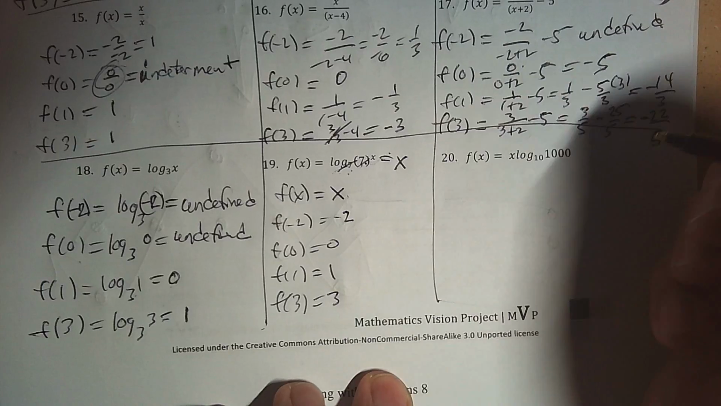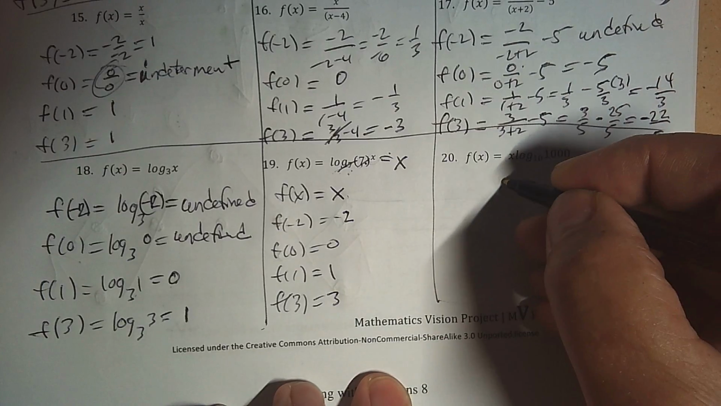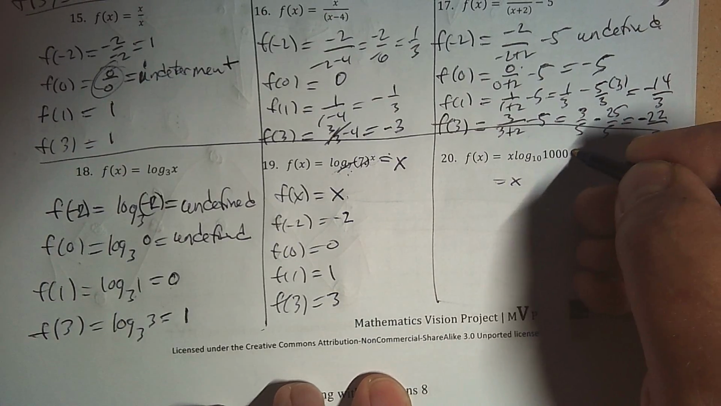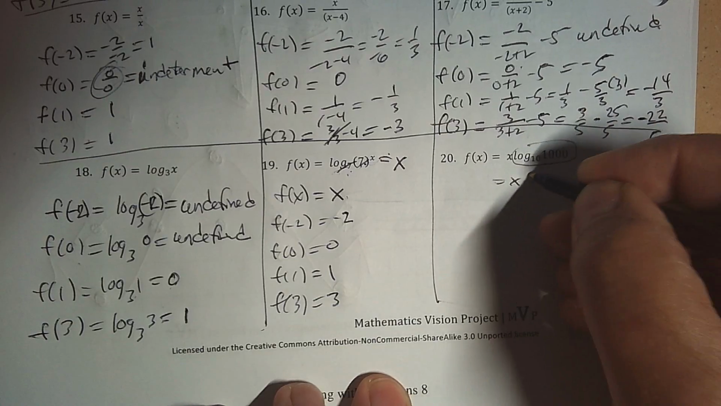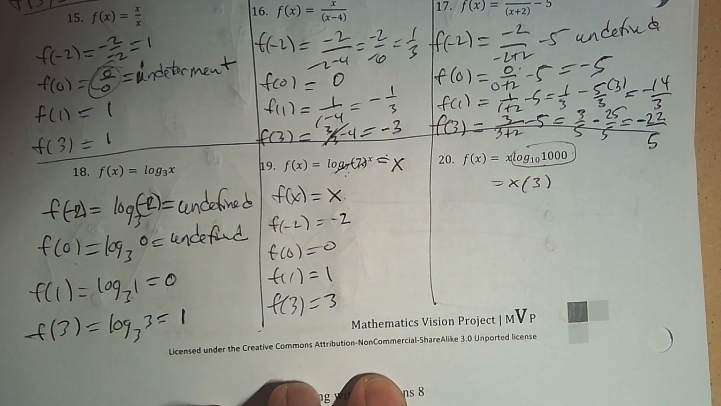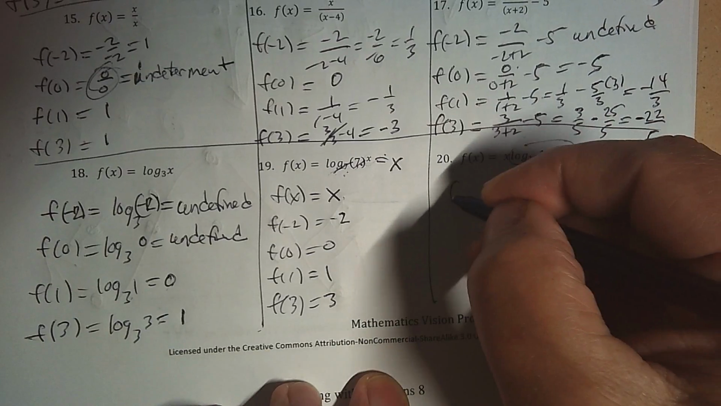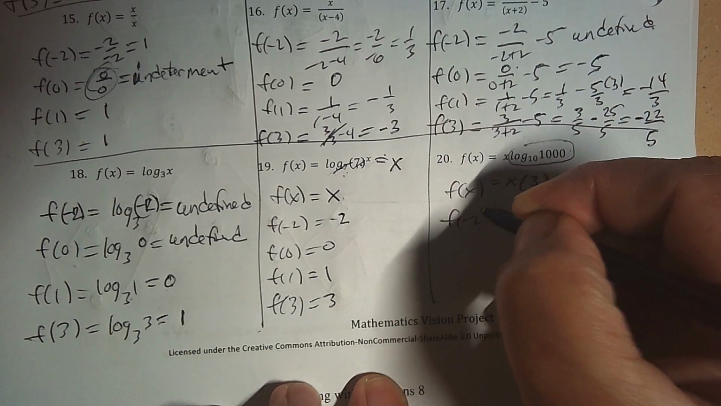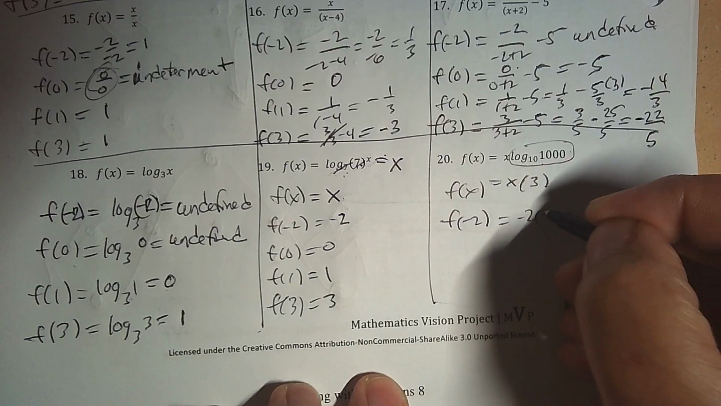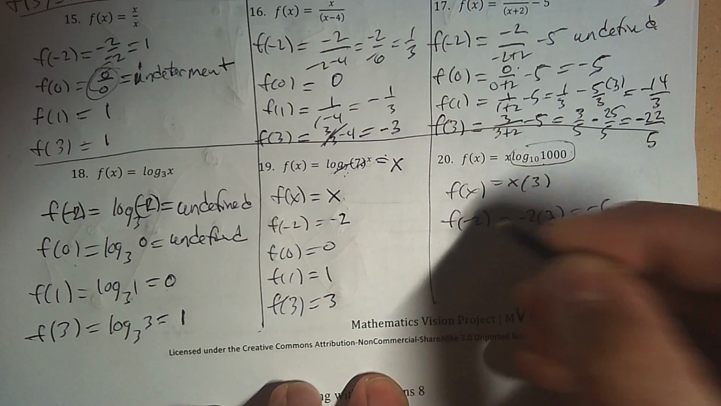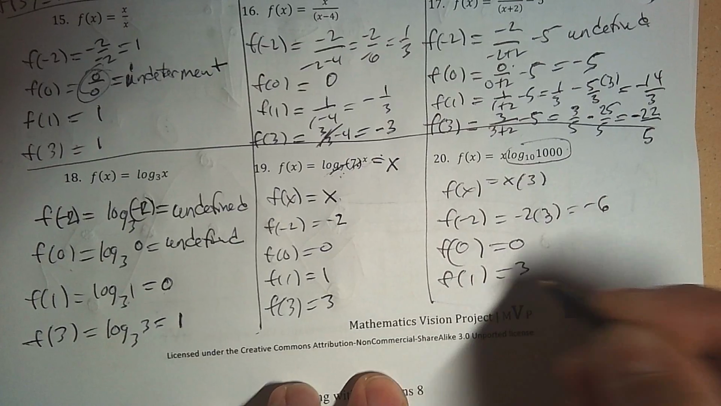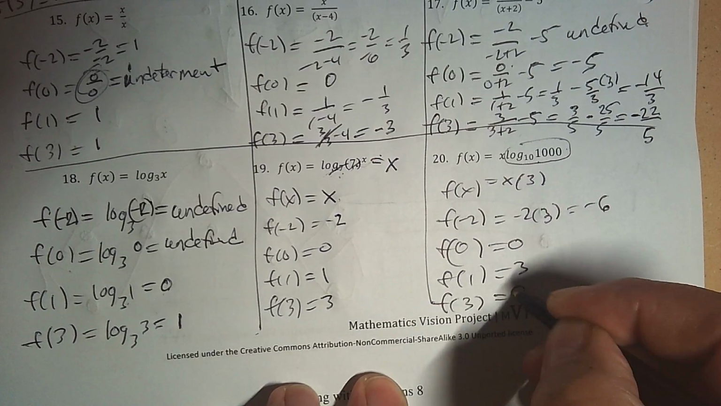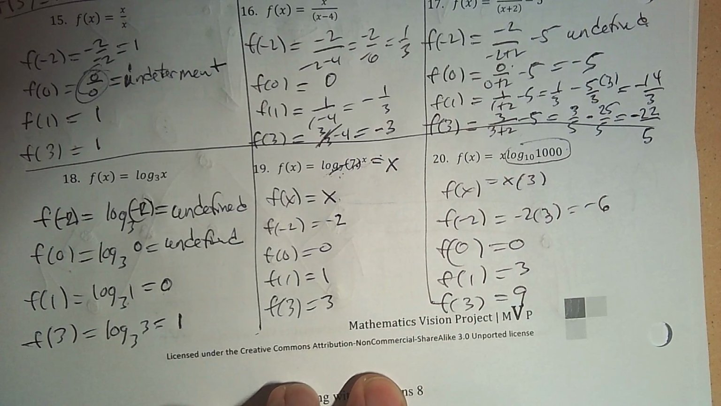Last one. So understand that log 1,000 base 10, this is an exponent. So what exponent? 10 to the exponent 3 is 1,000. So just 3x. So that when I plug in negative 2, it's negative 2 times 3, which is negative 6. Plug in 0, and the answer is 0. Plug in 1, and the answer is 3. And if you plug in 3, the answer is 9.